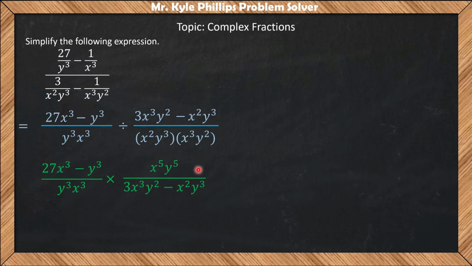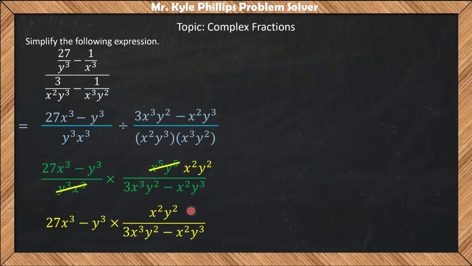Now from here, we would like to simplify where we can. Here I have the same variables, y and x. So I am going to let this denominator reduce this numerator by 3. So that would give me x squared y squared. Now I can rewrite.